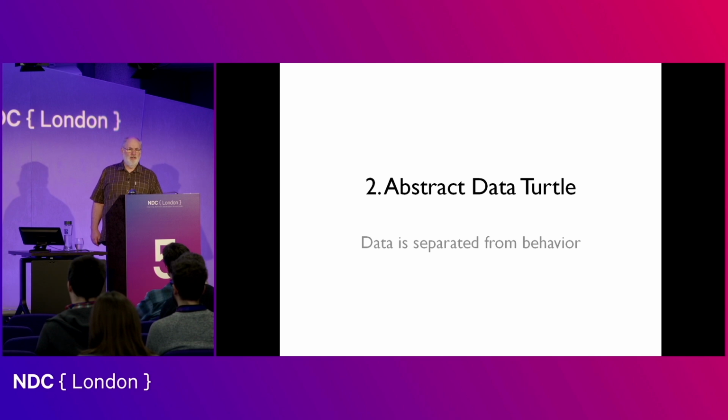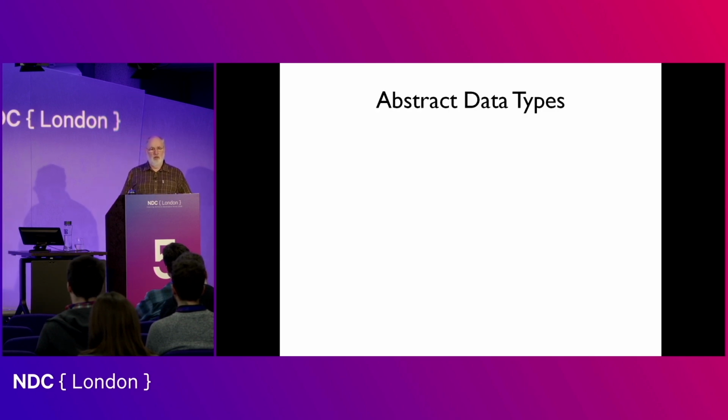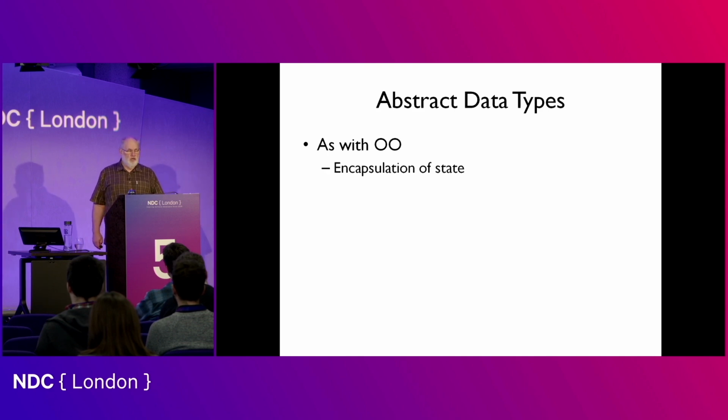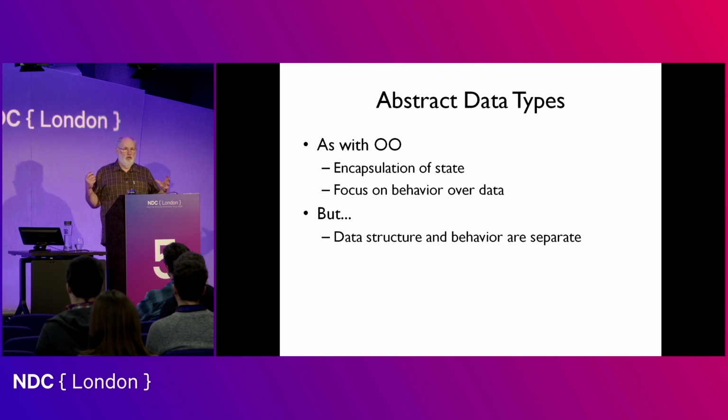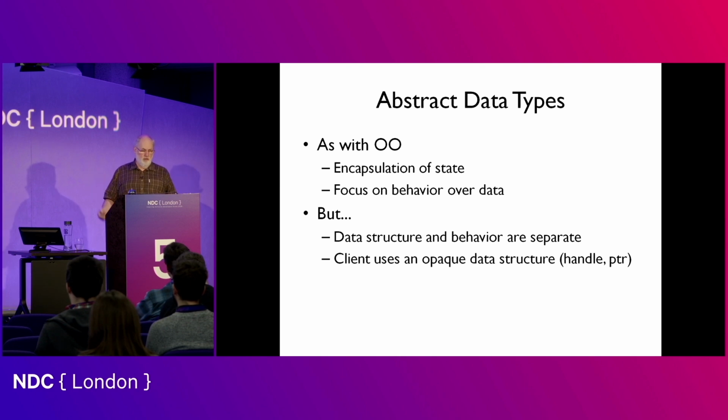Now let's look at abstract data turtle. So abstract data types are where the data is separate from the behavior, but it's still basically the same idea as OO. You have this encapsulated state, and you have behavior that works with this state, and you can't really see inside the state. But in an abstract data type, the things are separate. So you have your data structure and you have your methods or actions that work on that data structure, and they're independent because you have some sort of opaque data structure. If you've ever worked with a file handle or some sort of pointer to some data structure that you can't actually see what's in it, then that's what an abstract data type is.